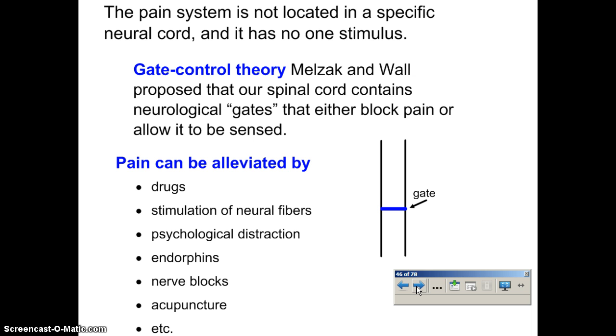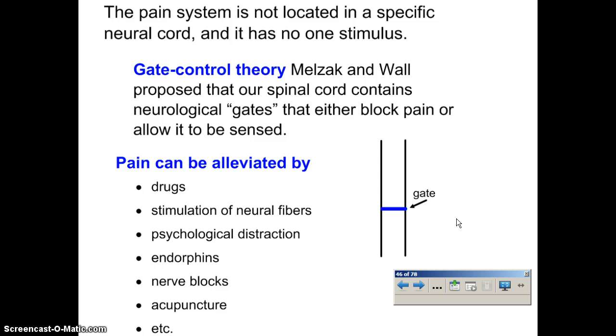Two researchers, Melzack and Wall, developed the gate control theory of pain. They believe our spinal cord has certain neurological gates, like this, that allow pain messages to proceed or block them. Again, blocking pain messages means we do not feel the pain, although we still have the injury. Pain can be alleviated or relieved in a number of ways.